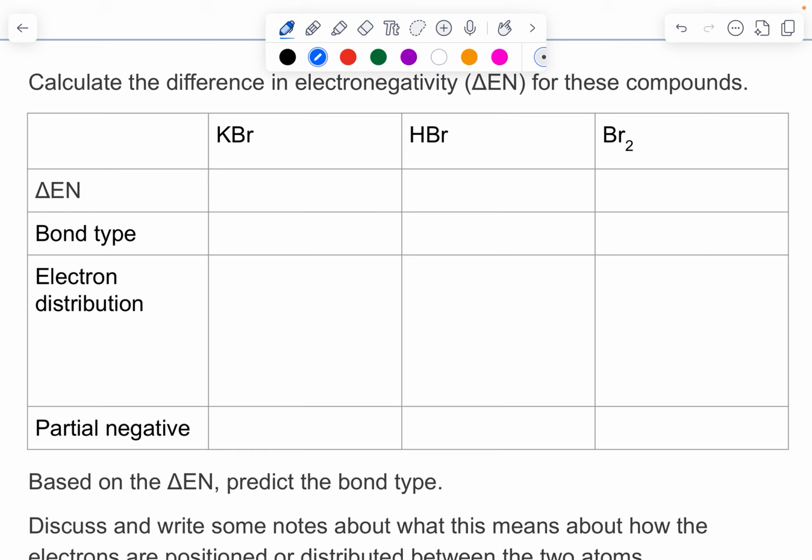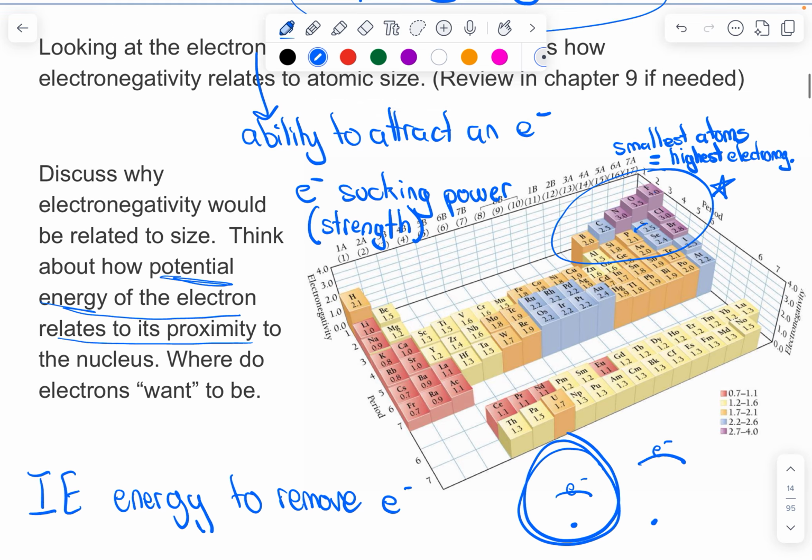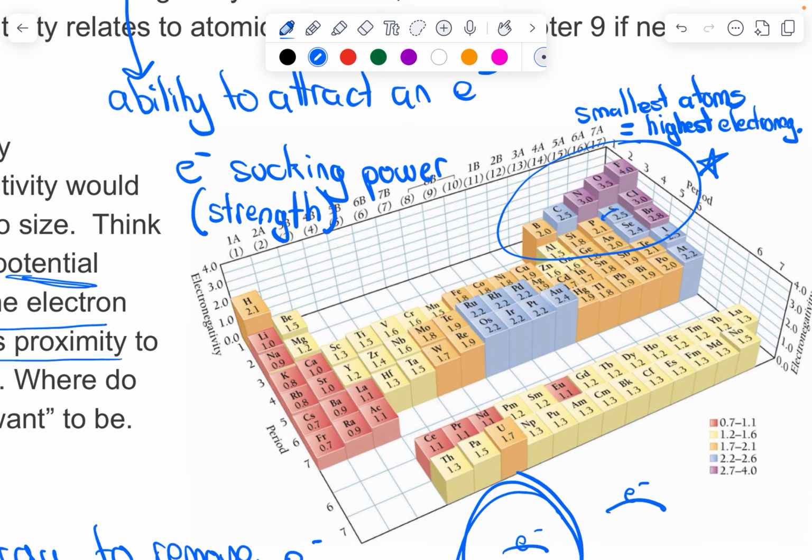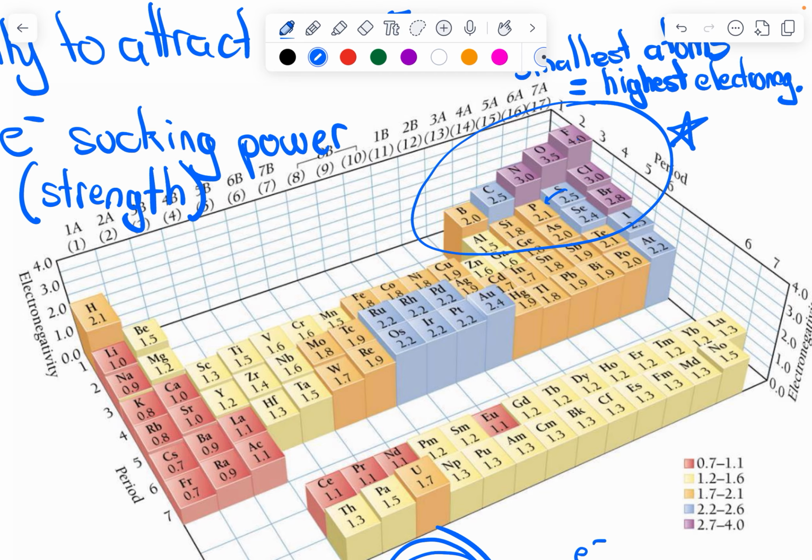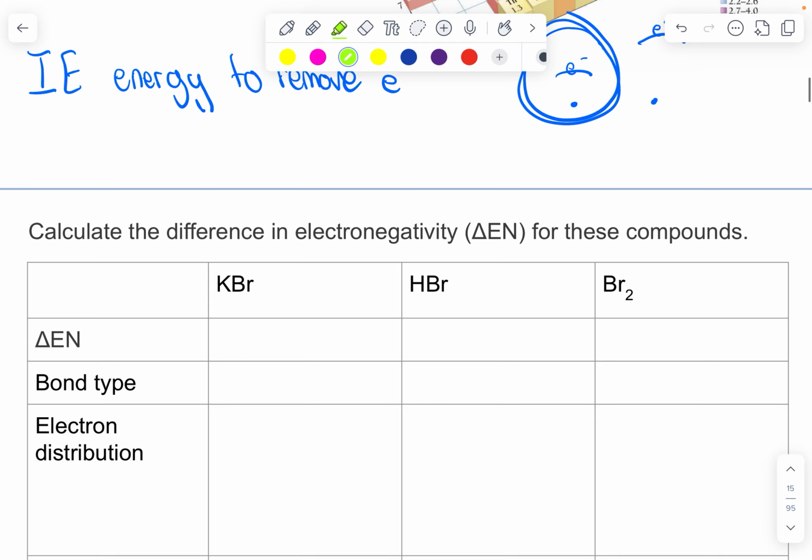All right, so it says calculate the difference in electronegativity. So difference meaning, let's compare the two and subtract them basically. So KBr, we're going to look at our chart. And if it's easier for you to look at the exam equation sheet, those are written a little more neatly. So K is over here, and Br is over here, 2.8. So 2.8 and 0.8, you can do that in your head pretty quick, a difference of 2.